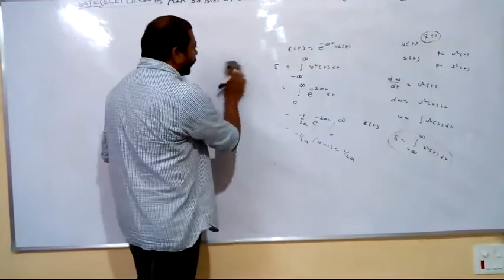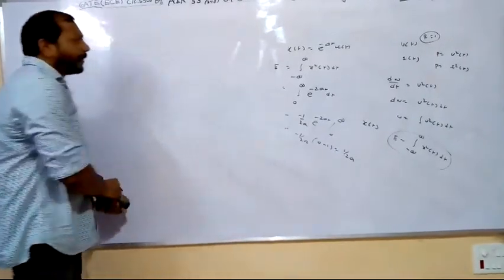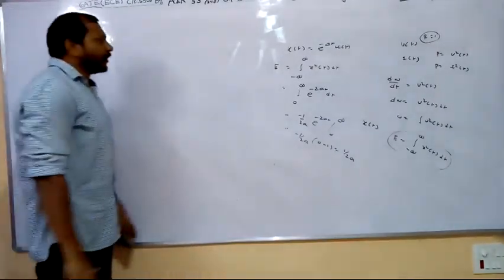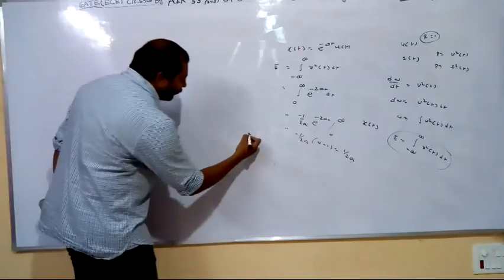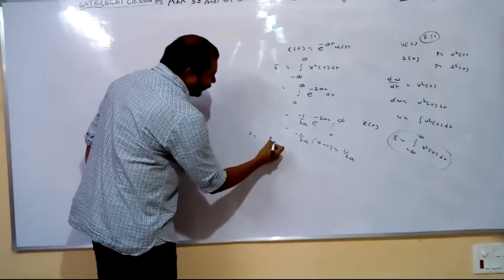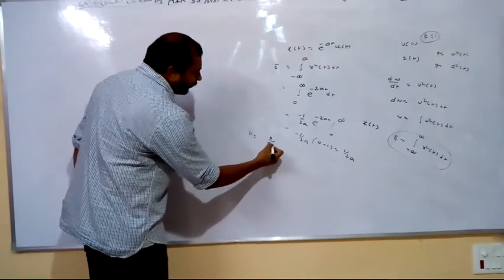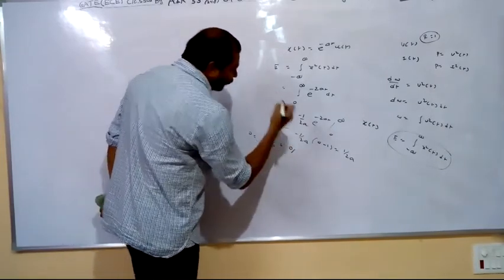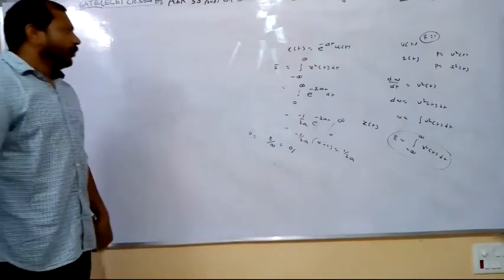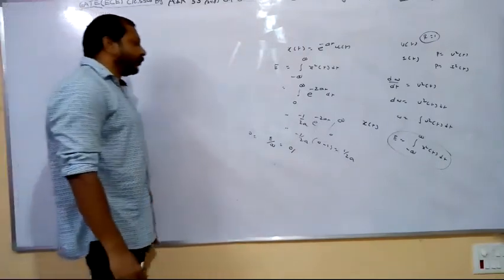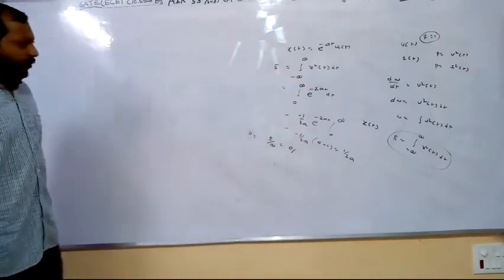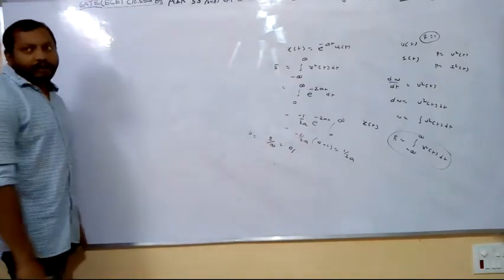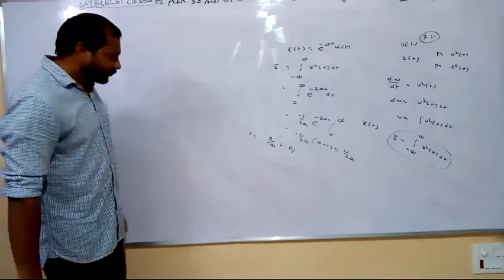Now what is the power of this signal? The power of the signal is P equal to energy divided by total time. Total time here is equal to infinity, so this value is going to be 0. The energy of the signal is finite, so the corresponding signal is termed as the energy signal, and the power of the energy signal is equal to 0.